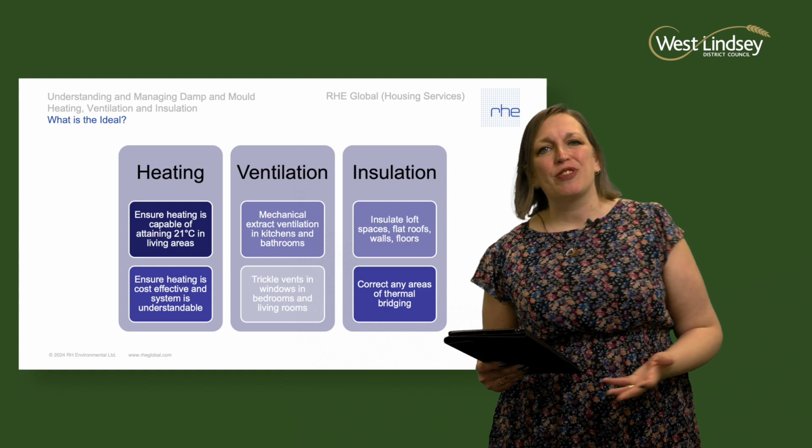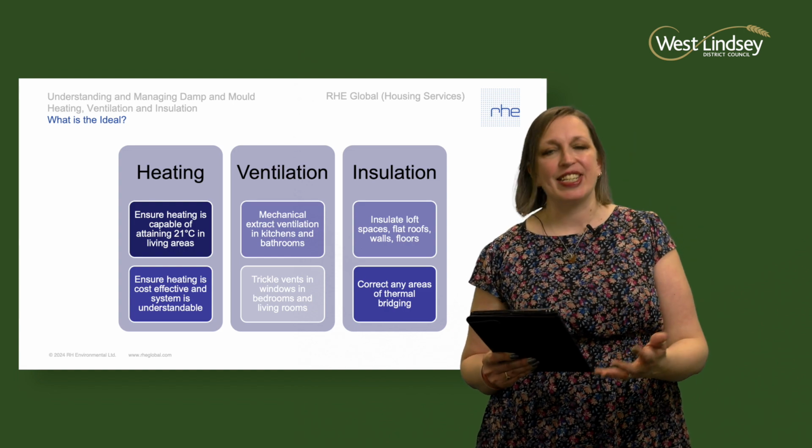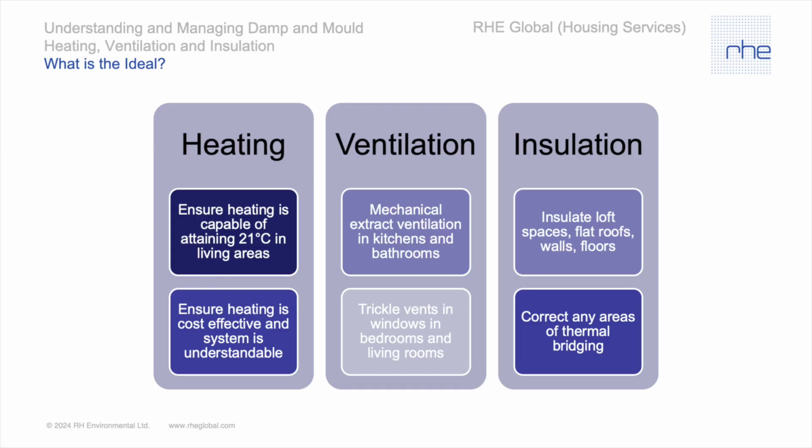So what do we need from them then? In terms of our heating, it needs to be efficient enough to heat the space. And we're looking for generally a temperature of 21 degrees C in living areas and 18 degrees C in our circulation spaces. And attaining that temperature is going to help keep our air above dew point. But it also needs to be affordable, so it's not beyond a tenant's means to heat the space, and understandable.